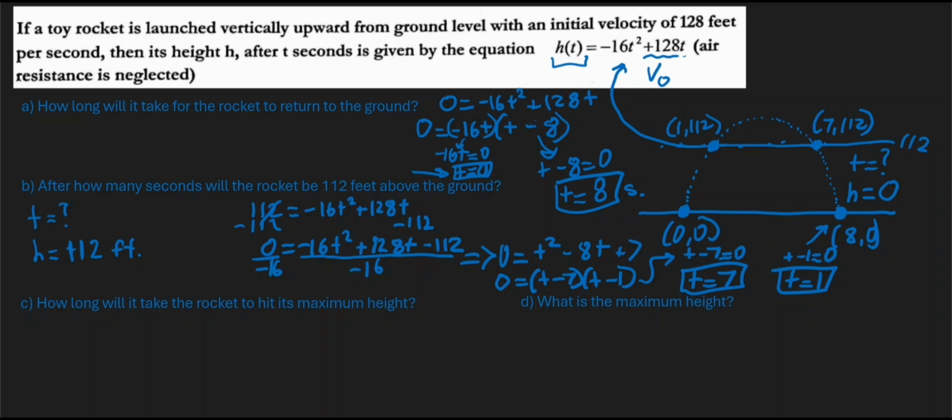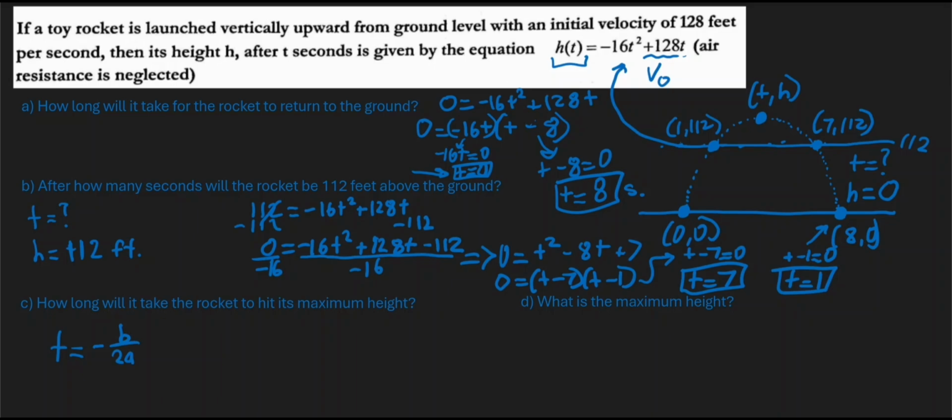Now part C, how long will it take the rocket to hit its maximum height? Well, the maximum height would be the vertex of the parabola. And the vertex has a coordinate point of (t, h), where the t would be the time it takes to reach that height, and the h would be the y value of the vertex, and that would be the actual height that it reaches at the maximum point. So to solve for how long it will take the rocket to reach its maximum height, we have x is equal to negative b over 2a, which in this case x is t, and t is equal to negative b over 2a.